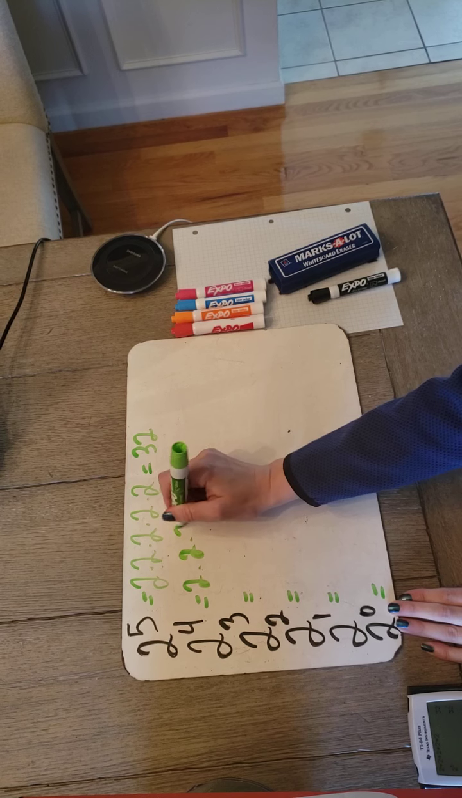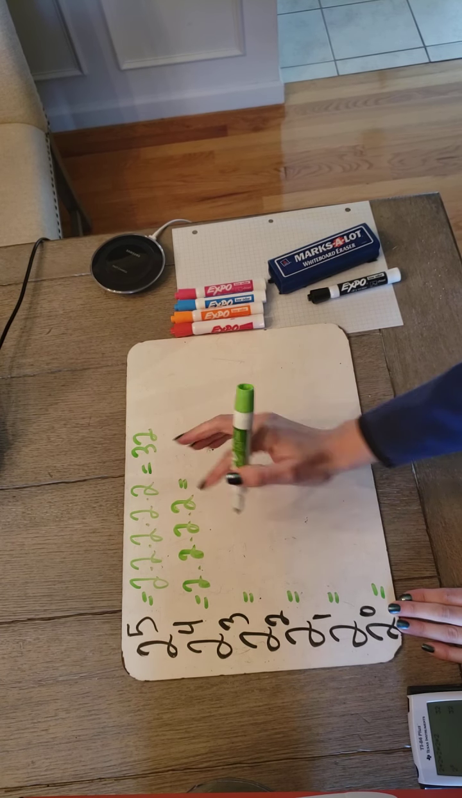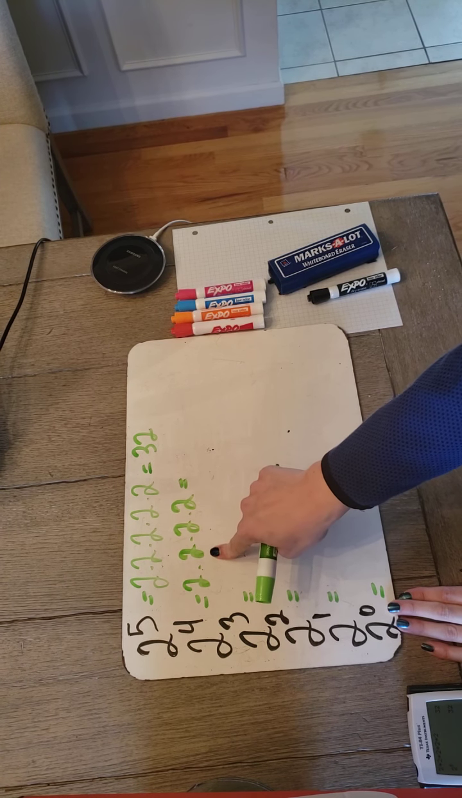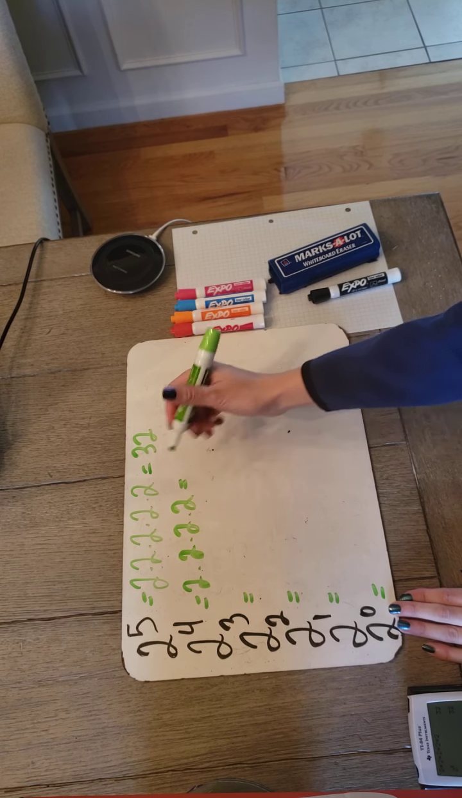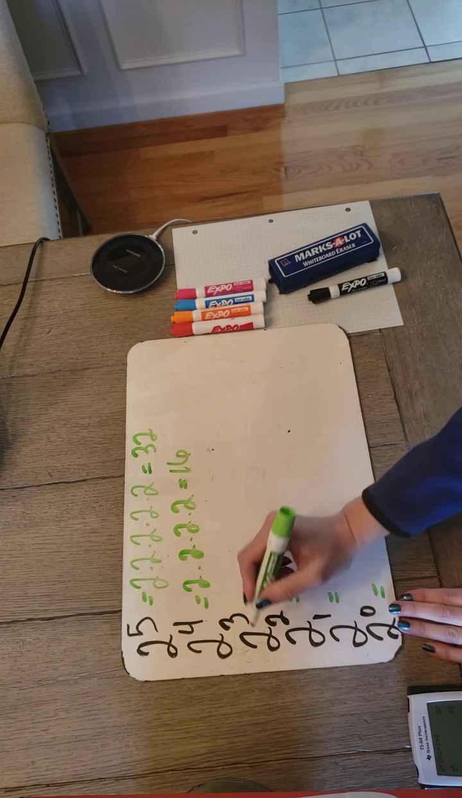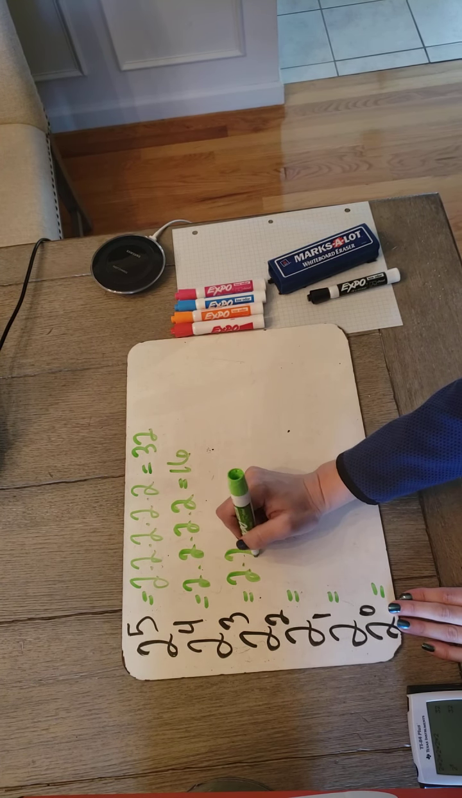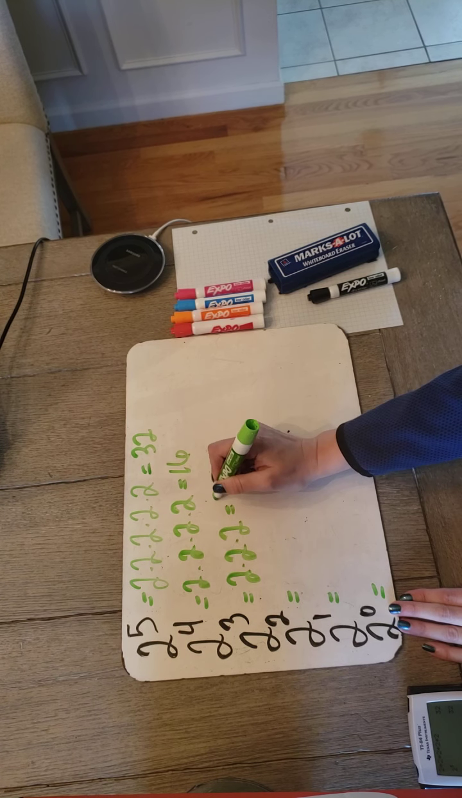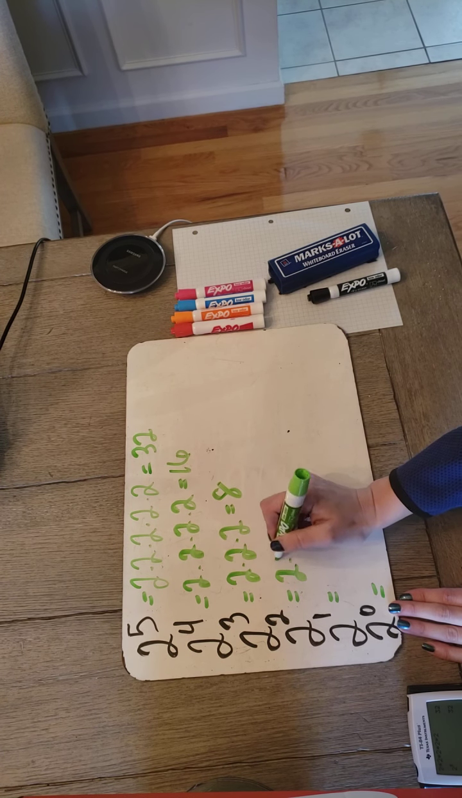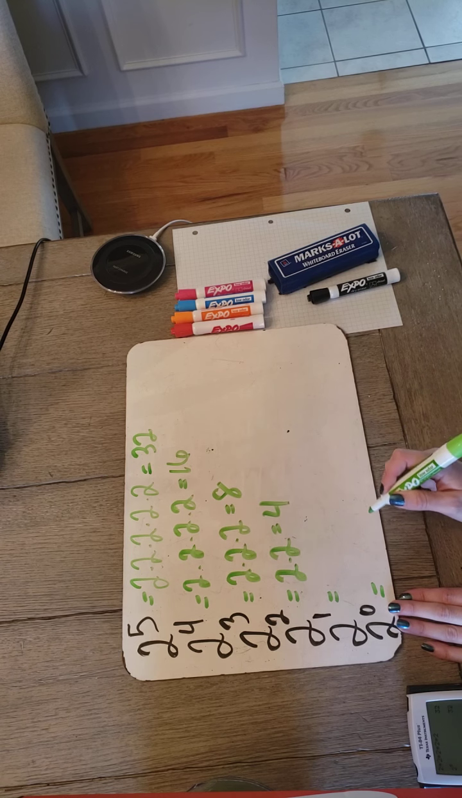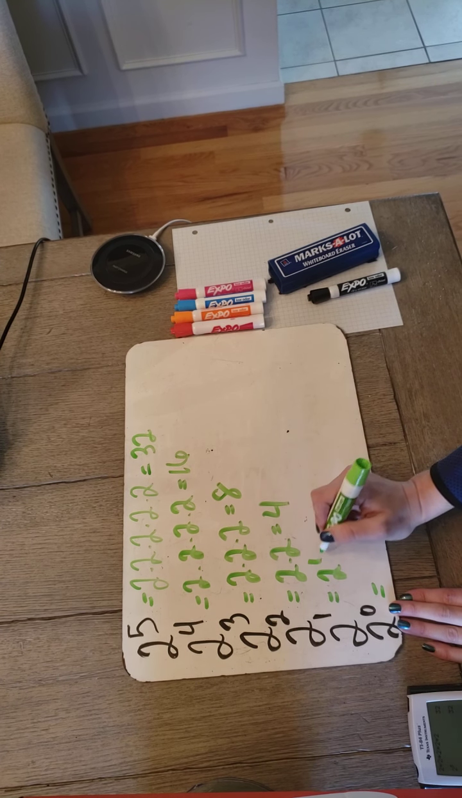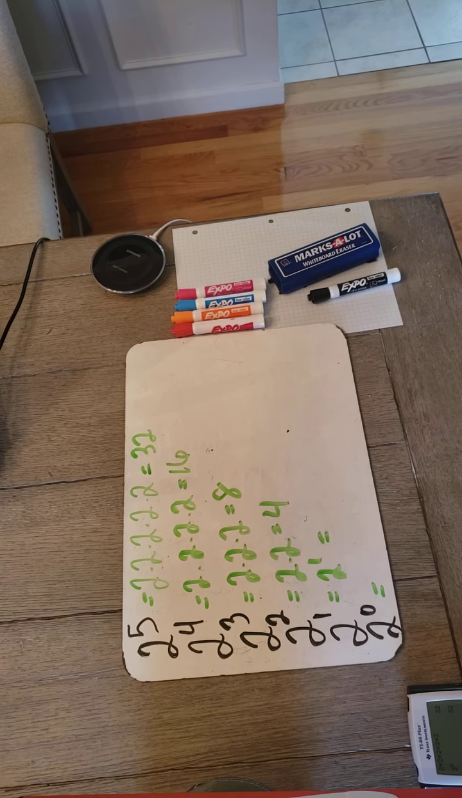4. 2 times 2 is 4, times 2 is 8, times 2 is 16. 2 to the 3rd is 2 multiplied 3 times, which is 8. 2 to the 2nd is 4. 2 to the 1st is just 2.